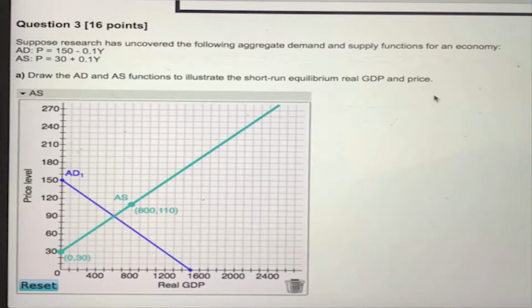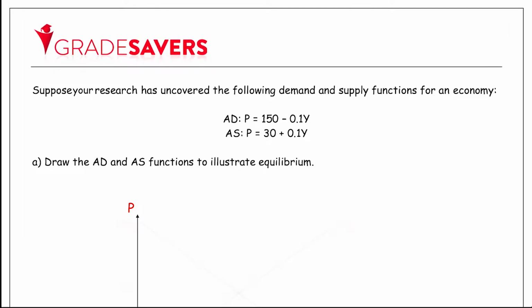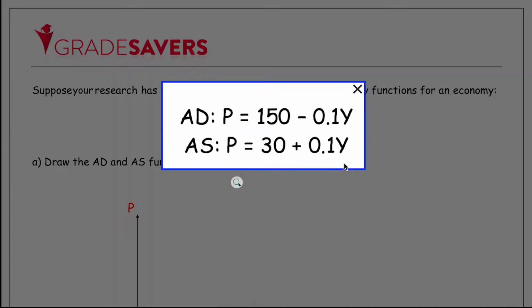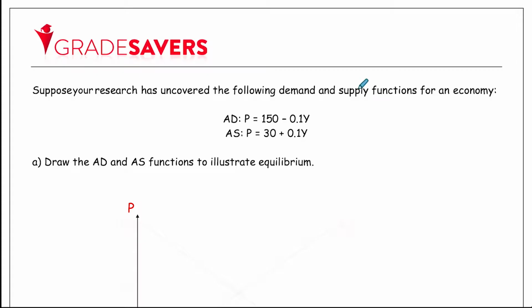So here I was asked a question for ECON 203, Introduction to Macroeconomics. Let's have a look. So here's a post from Aviva Smith. Here it says, suppose your research has uncovered the following demand and supply functions for an economy. We're offered AD and AS, where AD is P equals 150 minus 0.1 Y, and AS is P equals 30 plus 0.1 Y. In required A, we're asked to draw the AD and AS functions and to illustrate the equilibrium.